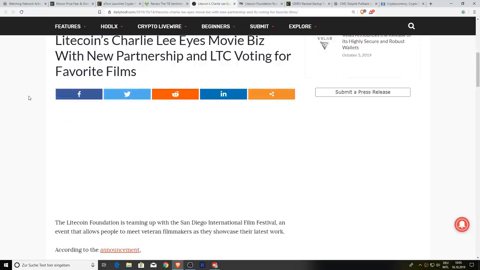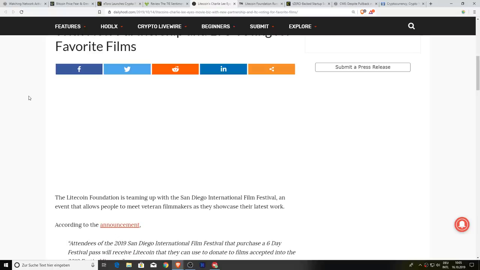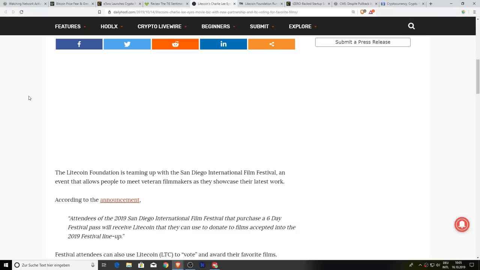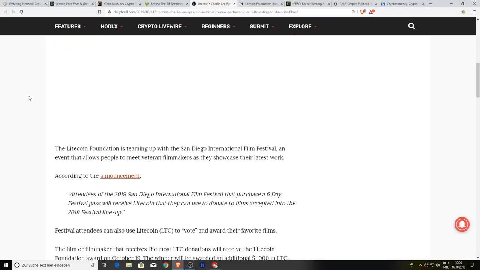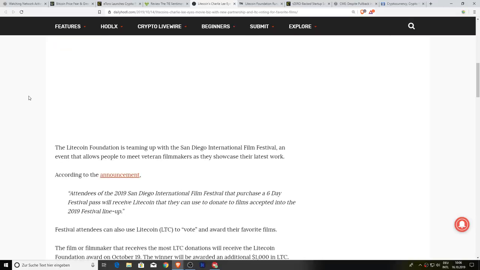The Litecoin Foundation is teaming up with the San Diego International Film Festival, an event that allows people to meet veteran filmmakers as they showcase their latest work. According to the announcement, attendees at the 2019 San Diego International Film Festival who purchase a six-day festival pass will receive Litecoin that they can use to donate to films accepted in the 2019 festival lineup. Festival attendees can also use Litecoin to vote and award their favorite films.